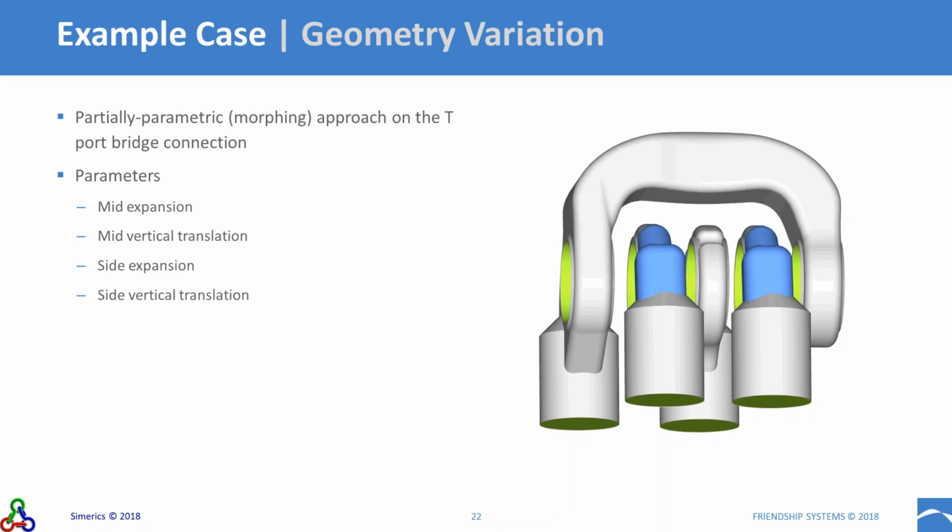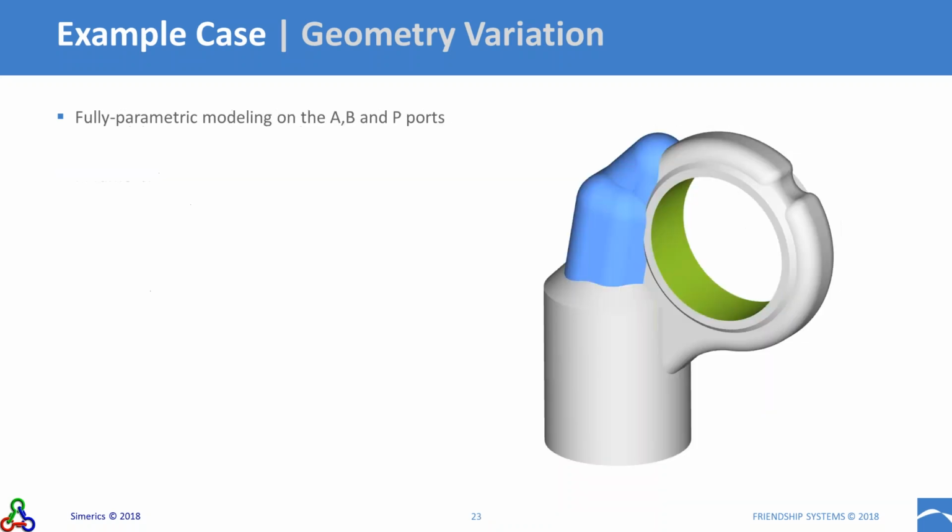So this is just a deformation applied to the imported geometry, no rebuilding or parametric model that has been built there. And for the other ports of the valve, the so-called A, B, and P ports, we have used our other approach that we can make use of in CAESES, the so-called fully parametric modeling, where we basically build a parametric geometry model from scratch for that part of the geometry. And here we also have several parameters to control it.